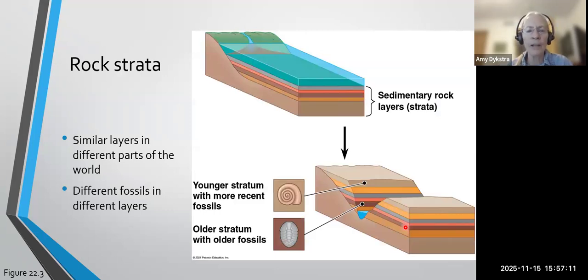The layers in rocks are thought to be laid down as a process of sedimentation. So most layers in the rocks form underneath a body of water, and sediments settle out from the body of water and settle to the bottom.